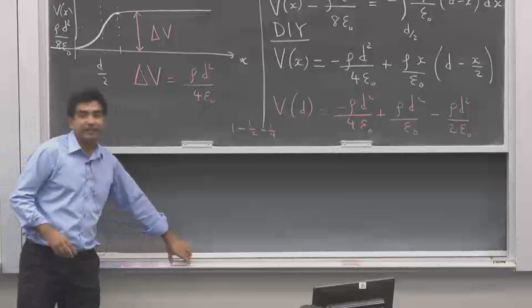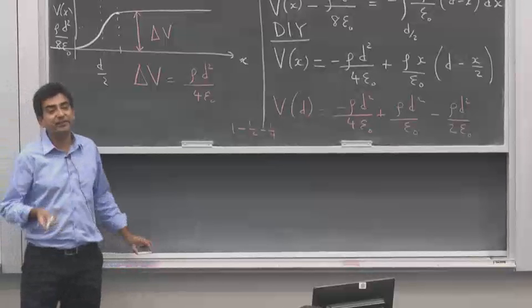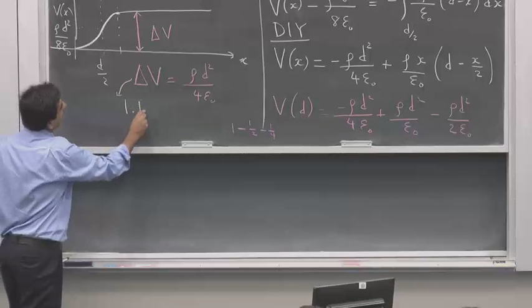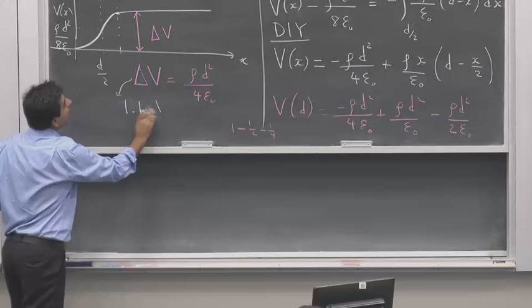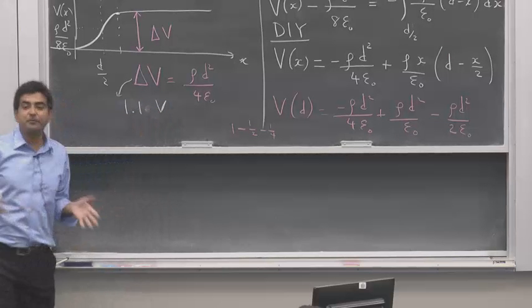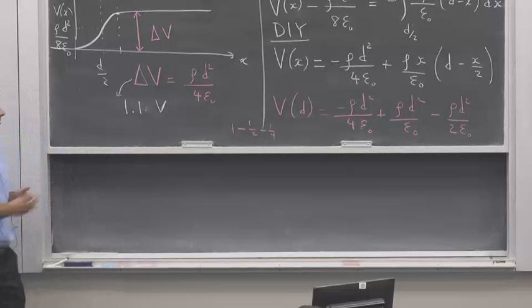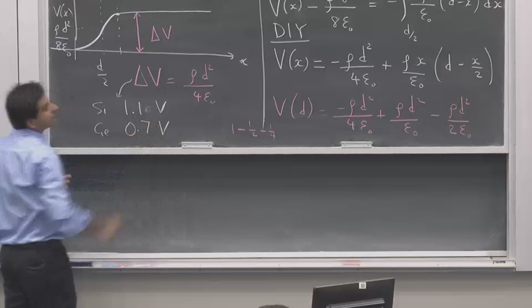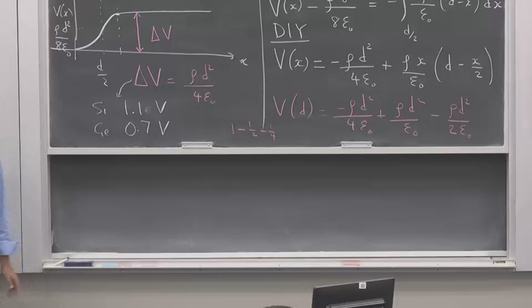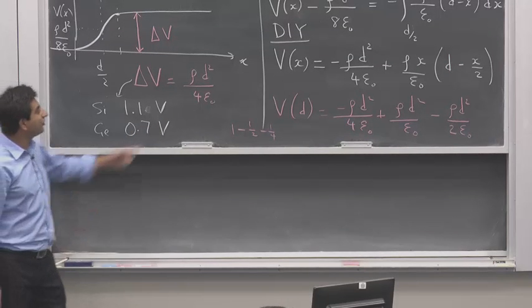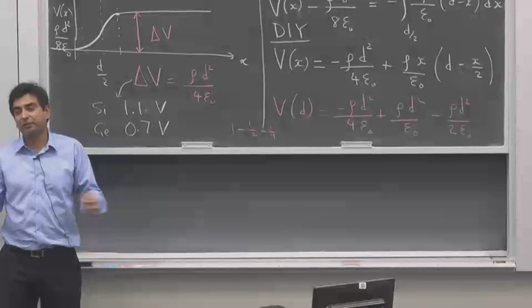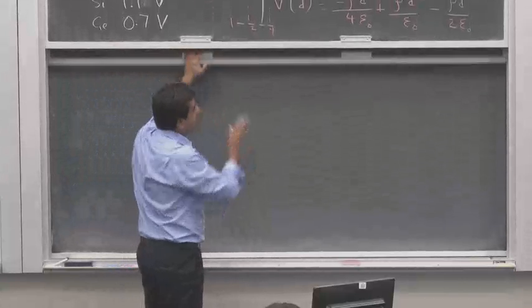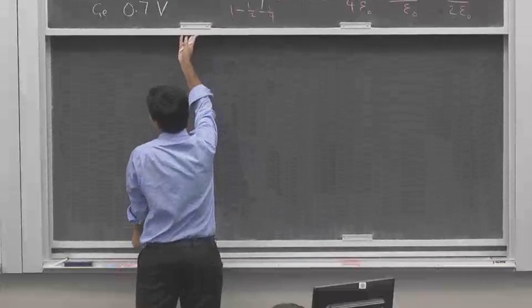If this material out of which I'm making the p-n junction diode is silicon, then this potential is roughly 1.1 volts. It's voltage, so it's 1.1 volts for silicon. For germanium, it's generally 0.7 volts. These are typical values. So let's find out what this d should actually be equal to. We're going to do a rough calculation here, and we're going to do the calculation for silicon.